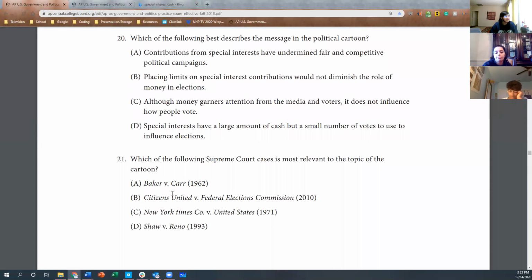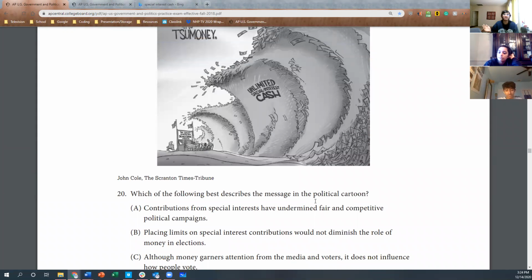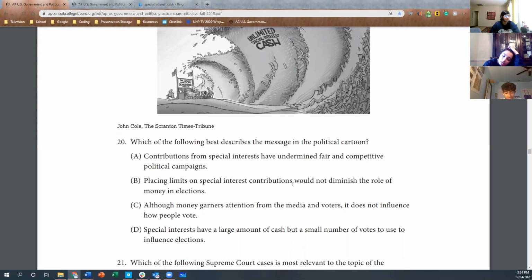I think as soon as I saw Baker versus Carr, I suspected that they were going to ask about that case. I don't think we learned about this one, but this is another one of those required cases. I think she'll go over it in one of those AP review sessions. But basically in Citizens United v. FEC, what the Supreme Court ruled was that special interest cash was a protected form of free speech. So people can donate more than whatever to candidates. So Republicans support that, Democrats don't.